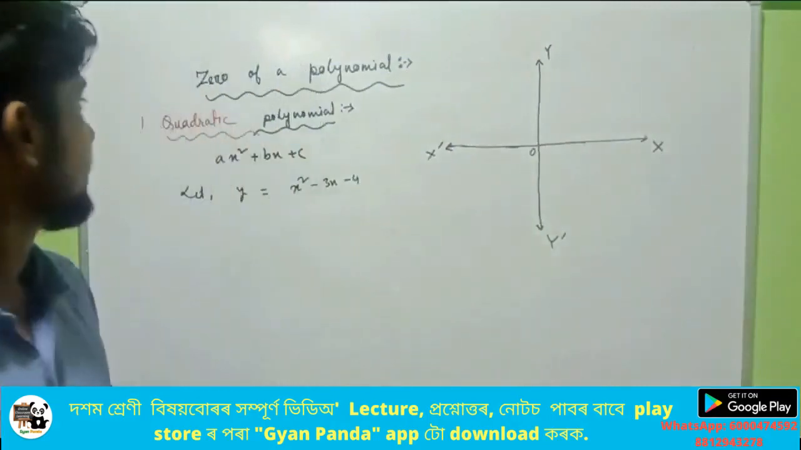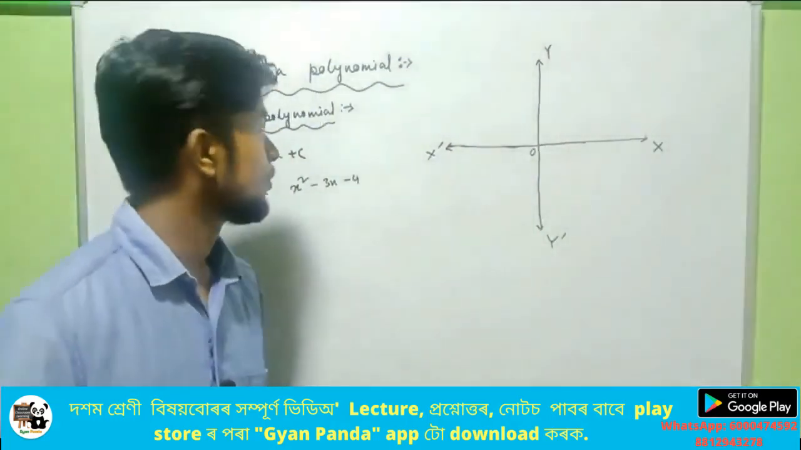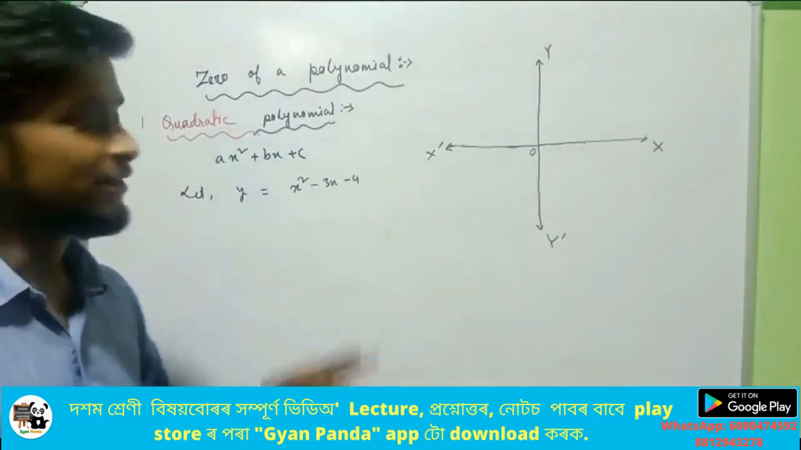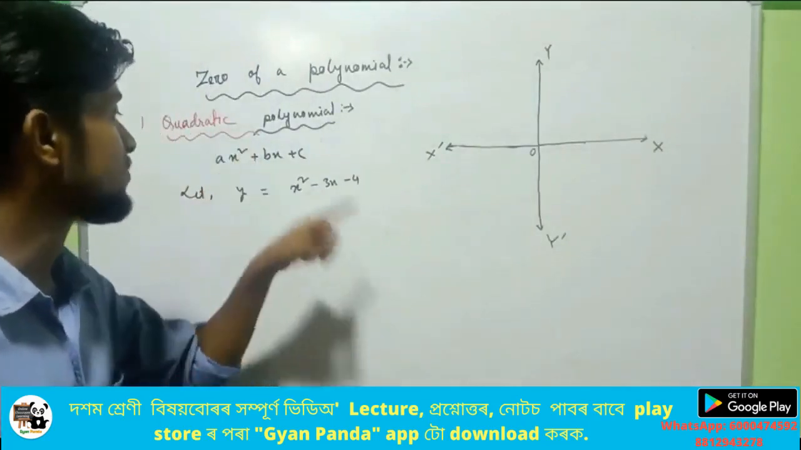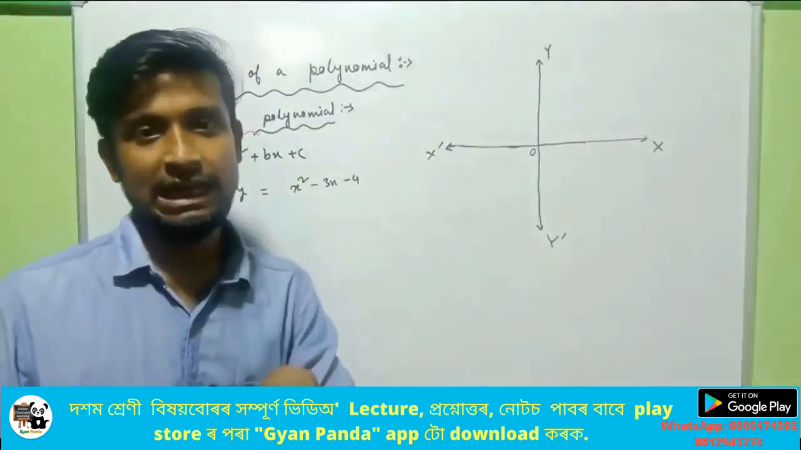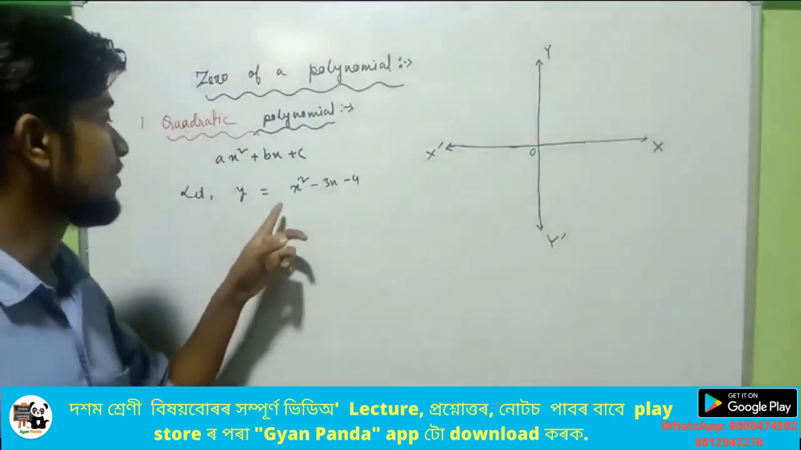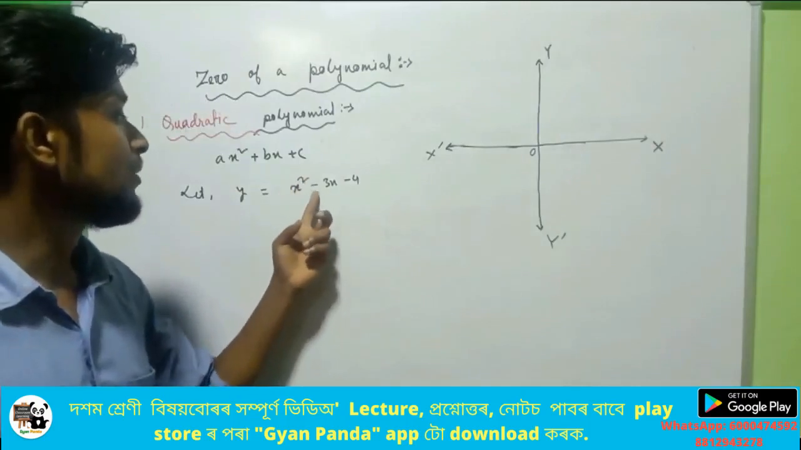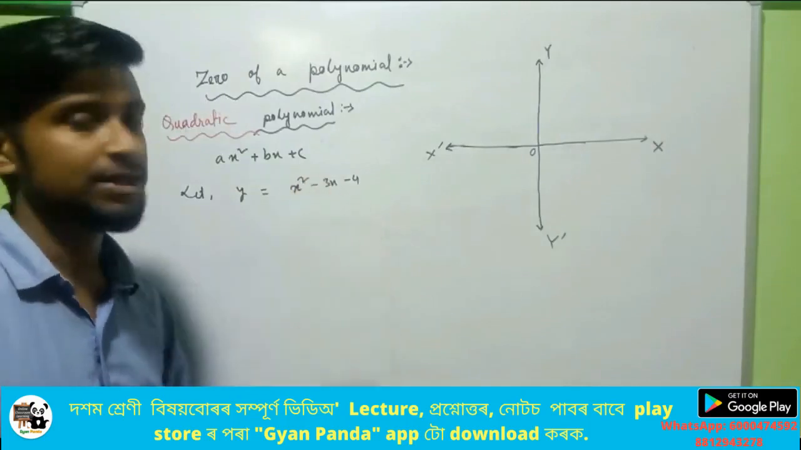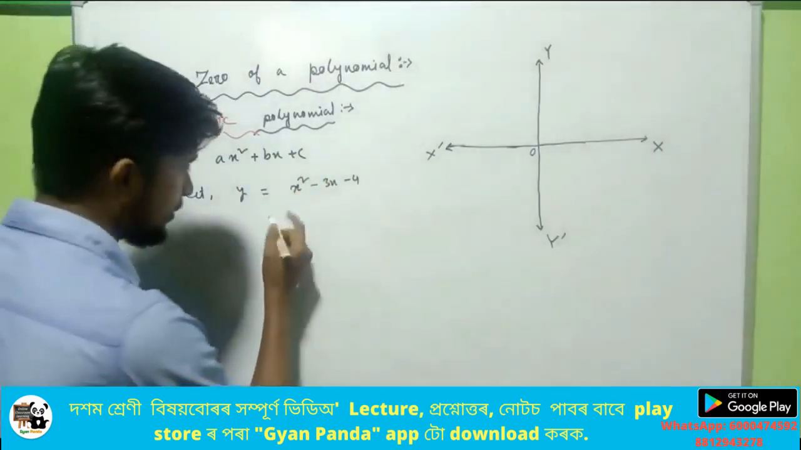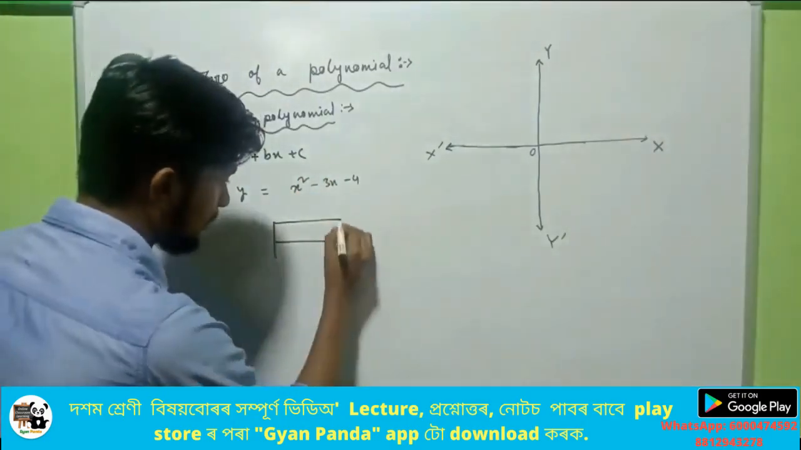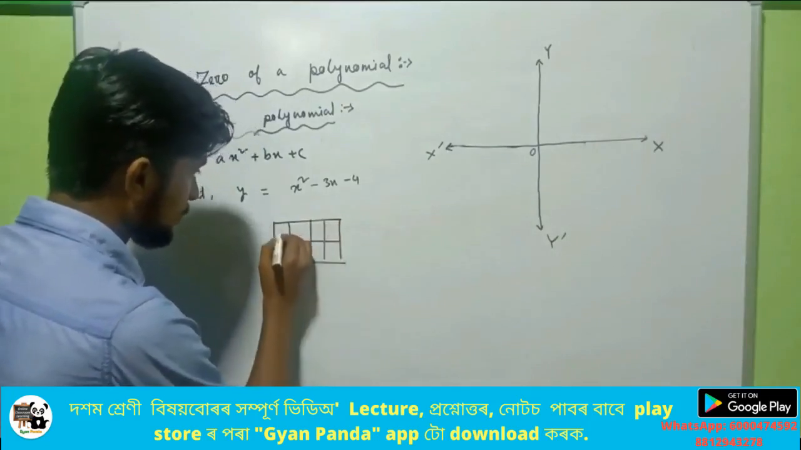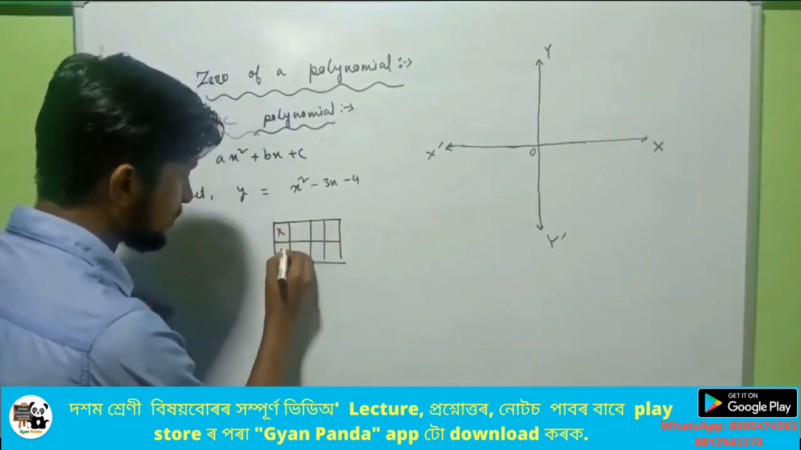So next we have the quadratic polynomial. The general form of a quadratic polynomial we already learned, that is ax squared plus bx plus c. Let's take an example. Suppose y equals x squared minus 3x minus 4. Let's make the solution table. Suppose this is x, this is y.